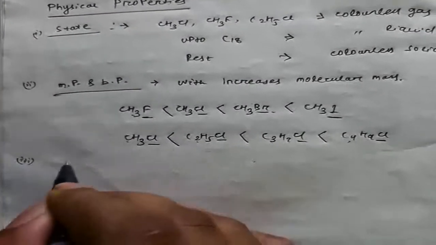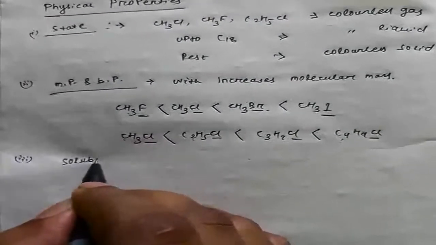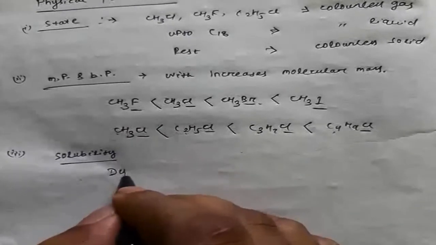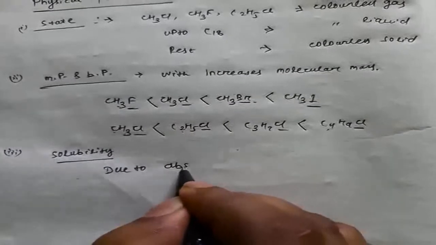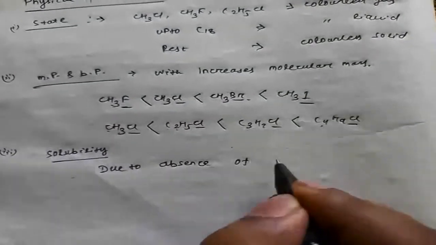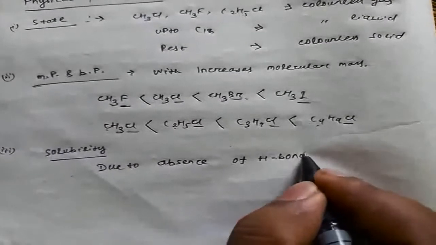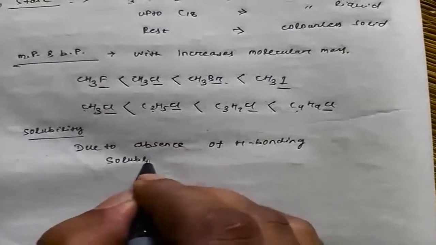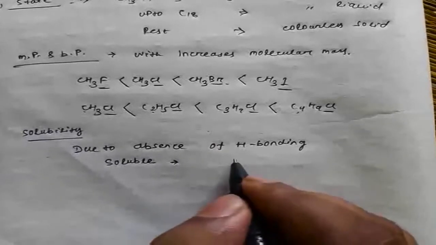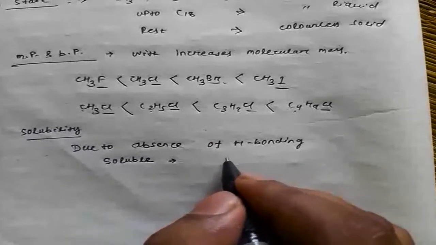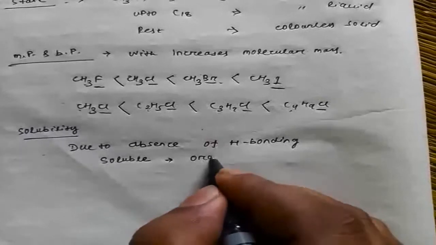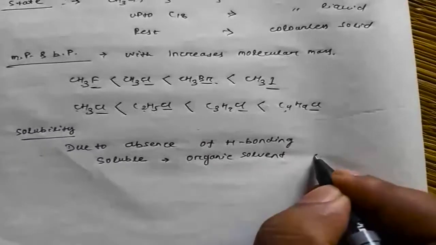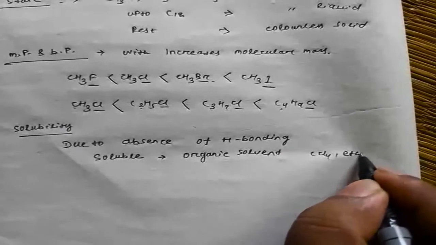Third point is solubility. Alkyl halides are insoluble in water due to absence of hydrogen bonding. Repeat again, alkyl halides are insoluble in water due to absence of hydrogen bonding but soluble in organic solvents like CCl4, ether, ethyl alcohol, etc.